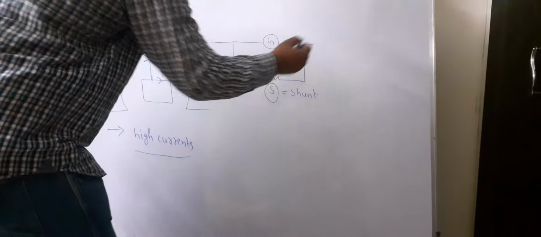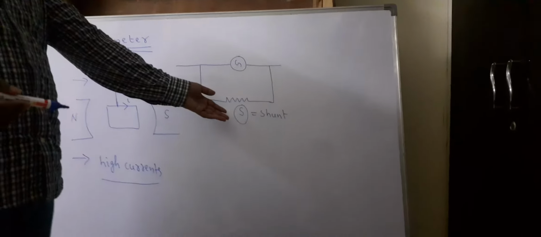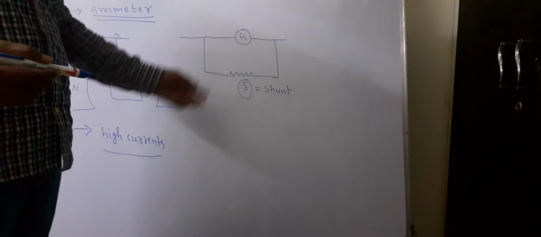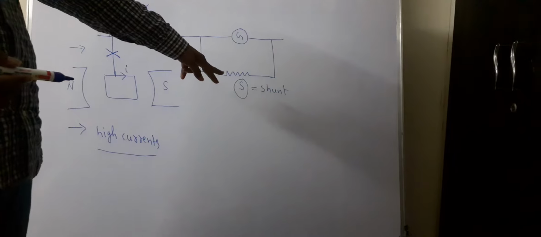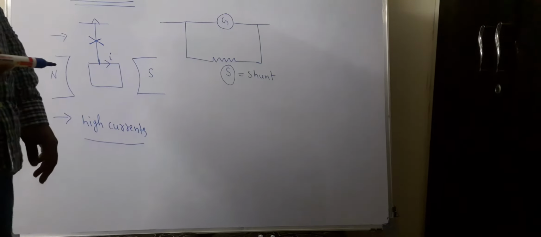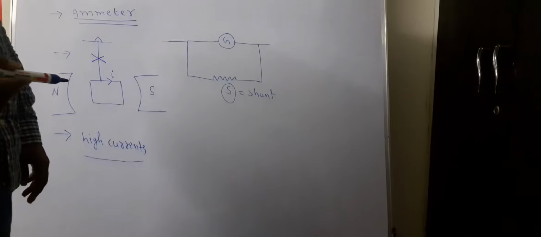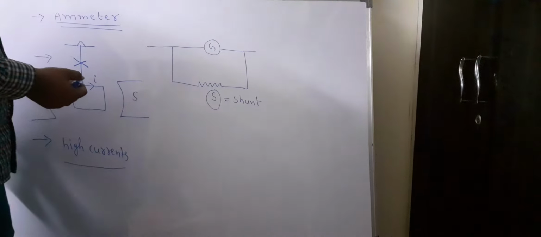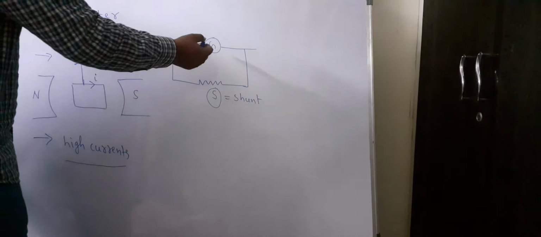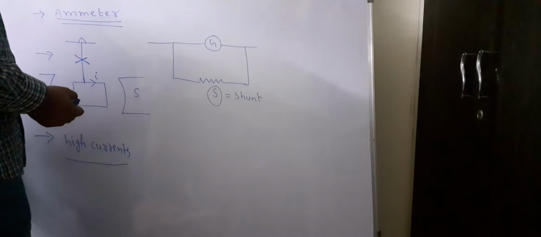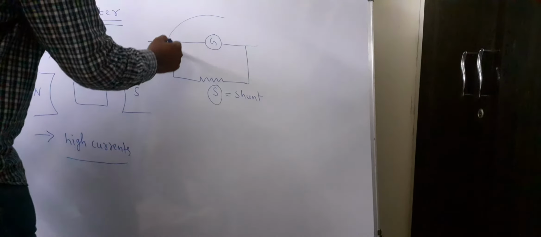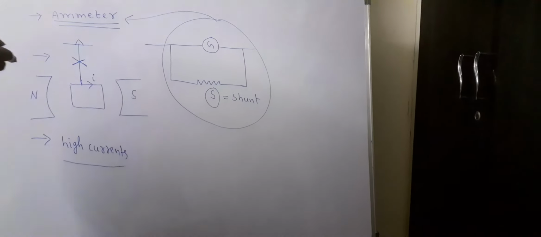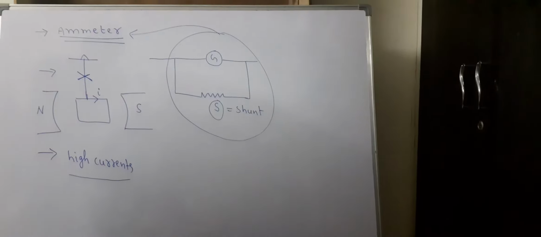Once again I repeat, a very low resistance connected in parallel to the galvanometer is called the shunt. What is the use of the shunt? To protect the galvanometer. The shunt is a very low resistance connected in parallel to the galvanometer. This total arrangement is called an ammeter.